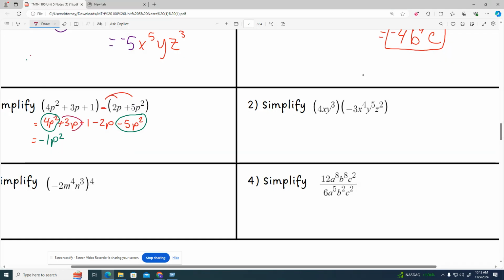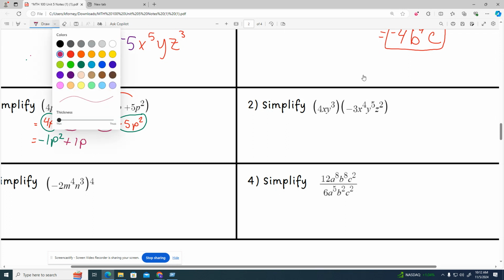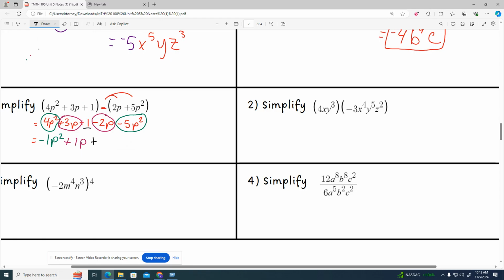Then, what does the positive 3p combine with? A minus 2p, which then is plus 1. And then that constant comes down. Now, if you left it there, you didn't do anything wrong. I am going to fully simplify. Take my coefficient of 1's out. Because the identity property tells me that 1 times p is p. Negative 1 times p squared is negative p squared.